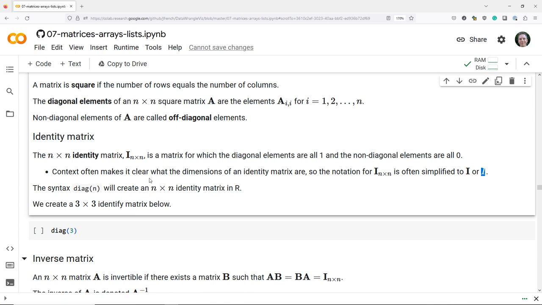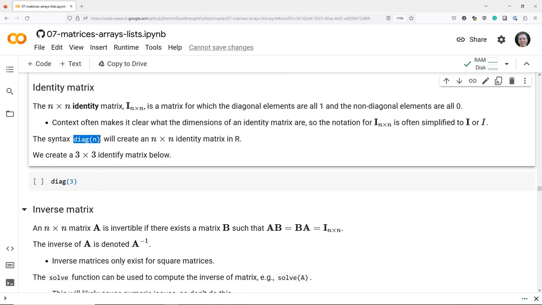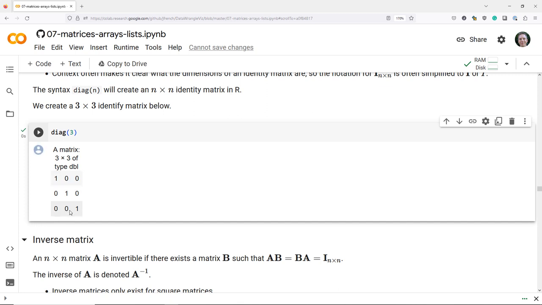It's very easy to create an identity matrix in R. You simply use the notation diag(n), where n is the number of rows and columns of the matrix that you want to compute. So to create a 3x3 identity matrix in R, we would use the command diag(3). And you can see that when we run that, we get a 3x3 matrix with ones along the diagonal and zeros in the off-diagonal elements of the matrix.